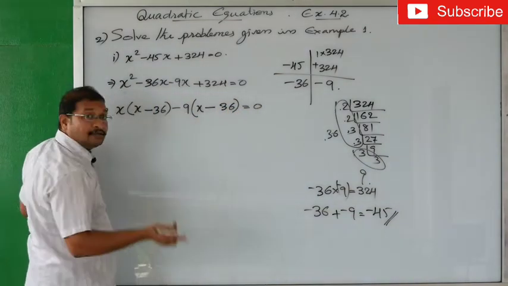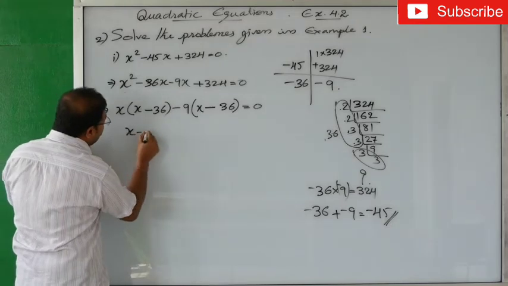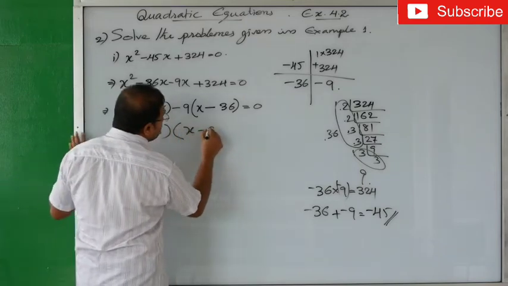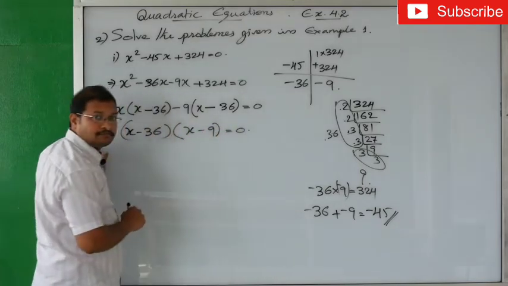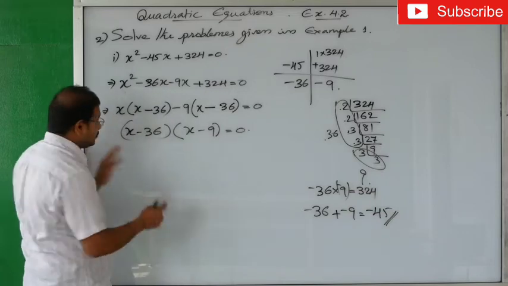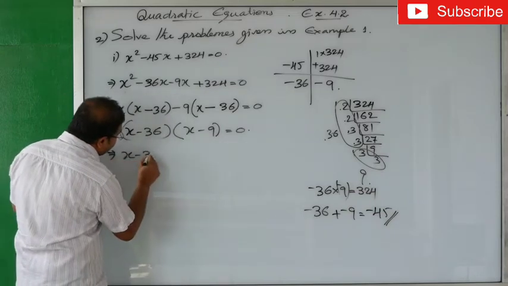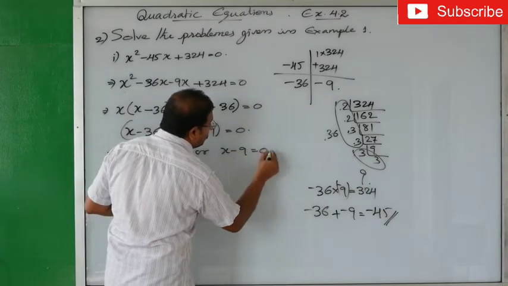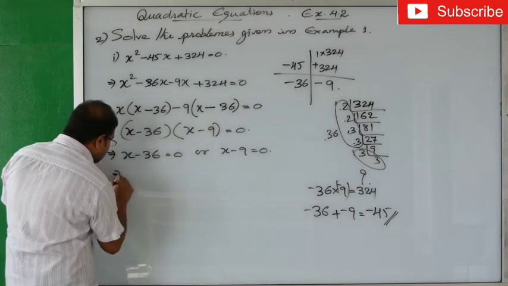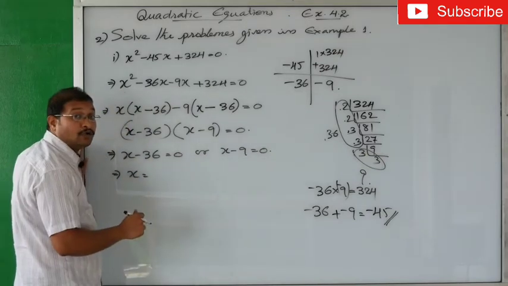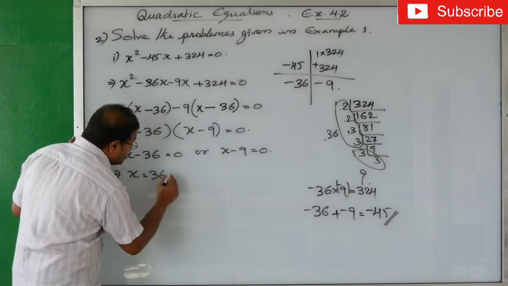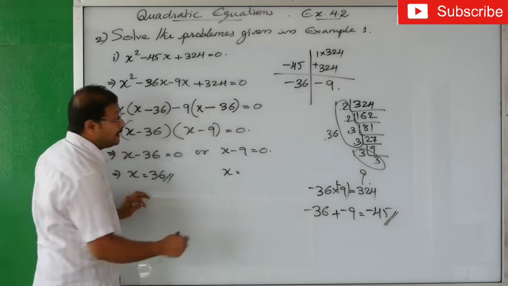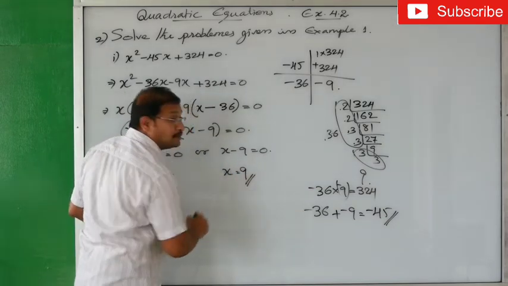Ready? See the bracket? Yes, same, isn't it? That means x minus 36 into balance x minus 9 equals 0. That means one of the terms is 0. So we will write, this implies x minus 36 equal to 0 or x minus 9 equal to 0. Ready? This implies x equals minus 36 goes next side, plus 36, and again x equals minus 9 goes next side, plus 9. Isn't it?